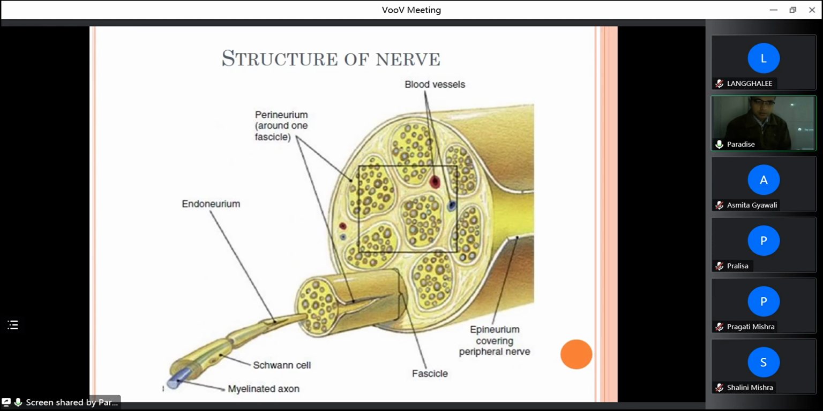If you see the structure of the nerve, it consists of single nerve fiber. Each nerve fiber, in the case of myelinated nerve fiber, is covered by Schwann cell, and each nerve fiber is covered with endoneurium. Multiple nerve fibers, the bundle of nerve fibers, form the fascicle, and each fascicle is surrounded by perineurium. So the innermost covering is endoneurium, the fascicle is covered by perineurium, and the bundle of fascicles is again covered by epineurium. So the epineurium is the outermost covering, perineurium is intermediate, and endoneurium covers the individual nerve fibers.